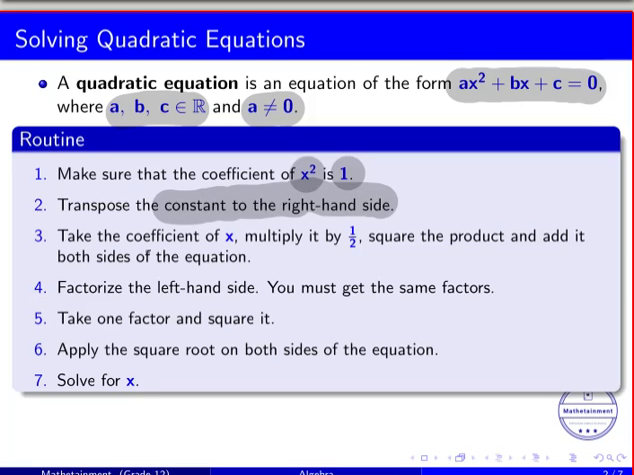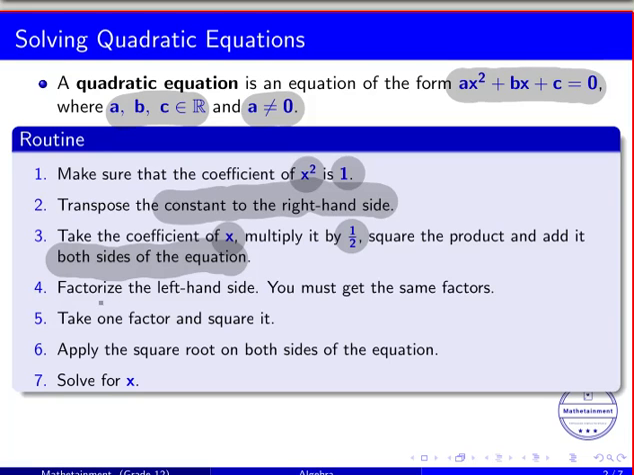Thirdly, take the coefficient of x, multiply it by 1 over 2, square the product and add it to both sides of the equation. I repeat that one. You need to take the coefficient of x, whatever it is, multiply it by half or 1 over 2, square that product and add it on both sides of the equation.